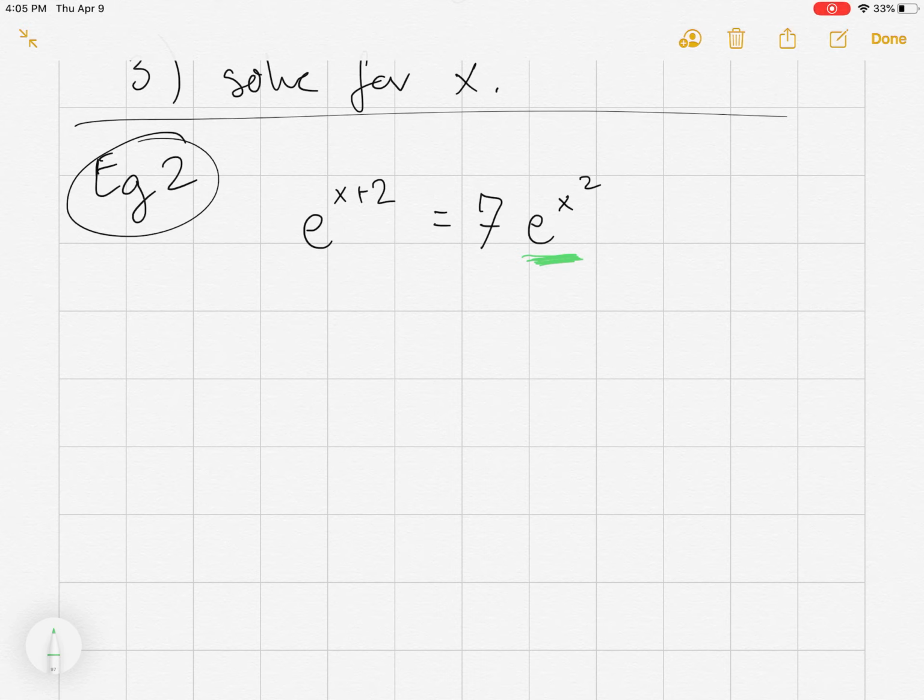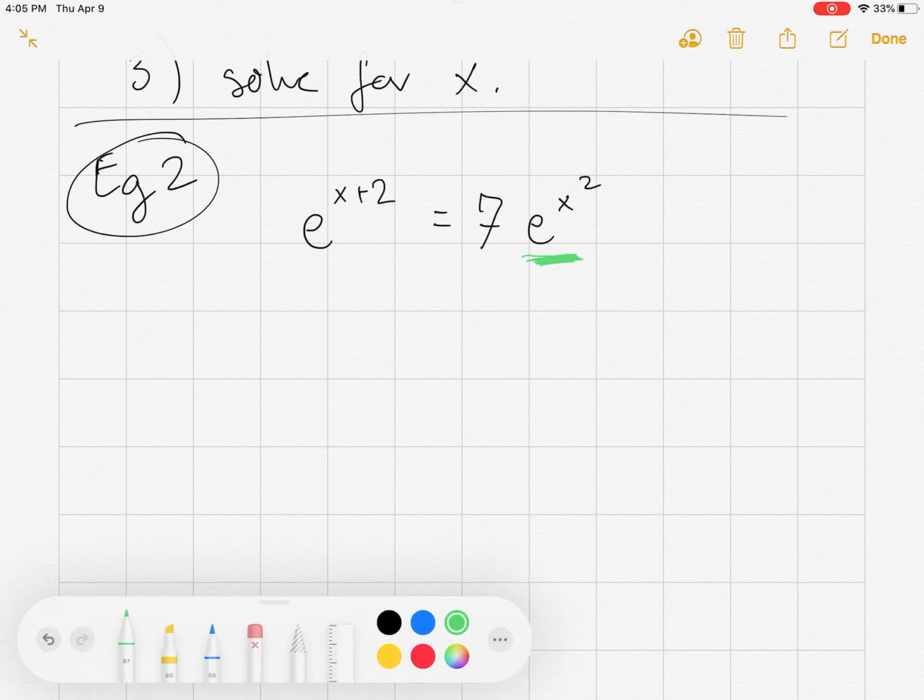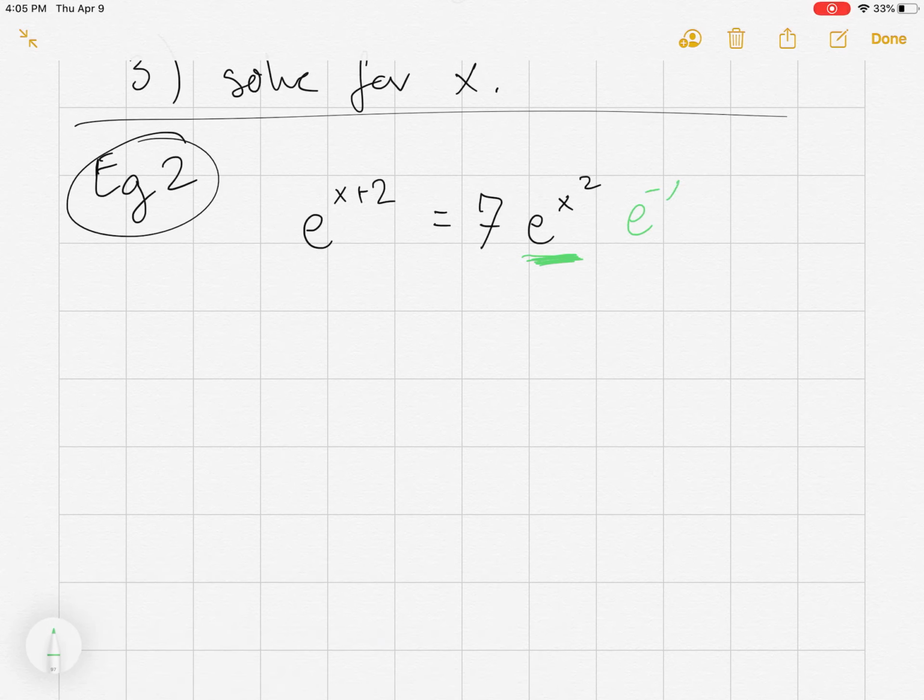So we need to multiply both sides by something that cancels out with our e to the x squared. In this case, that's just going to be e to the negative x squared. When we multiply exponents with the same base, we just add our exponents, our powers, which will be 0. E to the 0 is 1, so that's going to cancel out, and we'll just be left with 7 on this side.